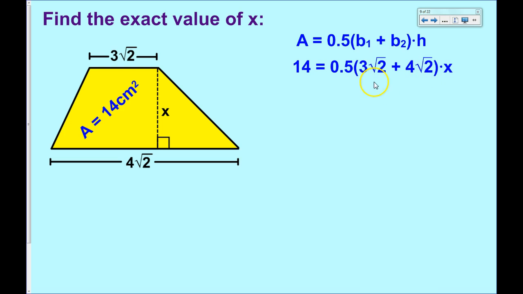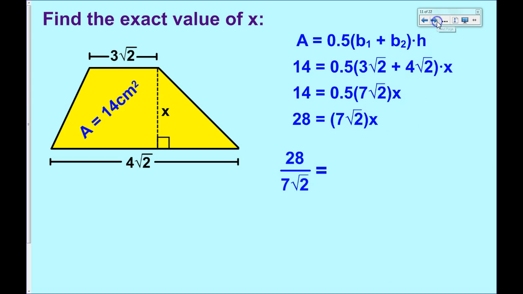I have 3 square roots of 2. And over here I have 4 square roots of 2, so in total I have 7 square roots of 2. Then to start unwrapping that, I have to get rid of this factor of 1/2, so I'm going to multiply both sides of the equation by 2. And then I need to get rid of this factor of 7 times the square root of 2. And you'll notice that it's multiplied by x, so I can divide both sides of the equation by that, which gives me a pretty good mess over on the left-hand side.